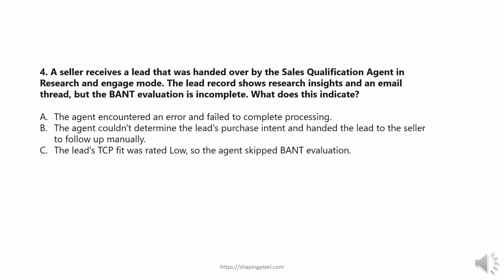A seller receives a lead that was handed over by the sales qualification agent in research and engage mode. The lead record shows research insights and an email thread, but the BANT evaluation is incomplete. What does this indicate? The agent encountered an error and failed to complete processing. The agent couldn't determine the lead's purchase intent and handed the lead to the seller to follow up manually. The lead's TCP fit was rated low, so the agent skipped BANT evaluation. Correct answer is option B.